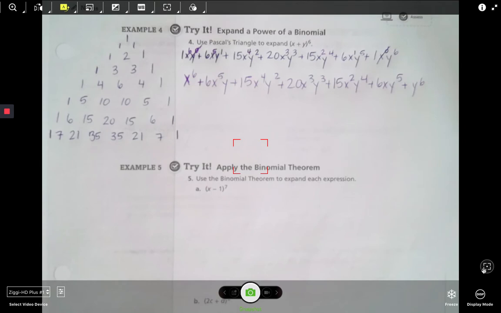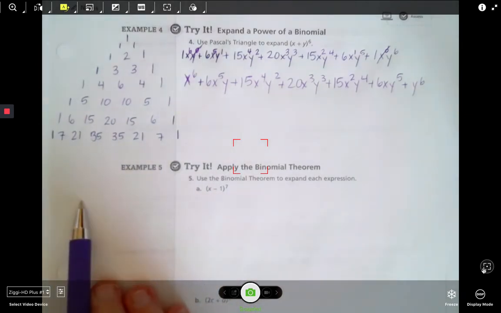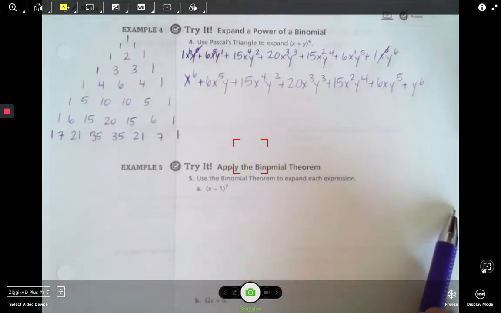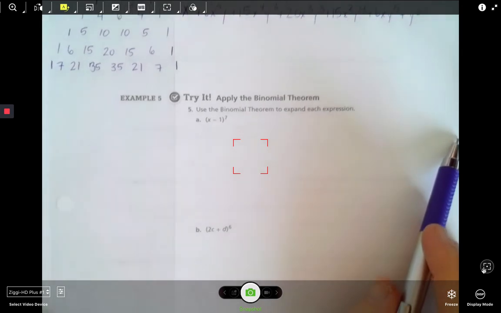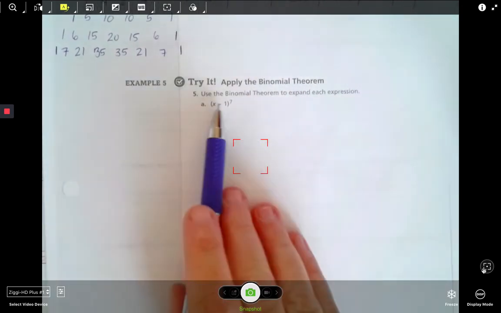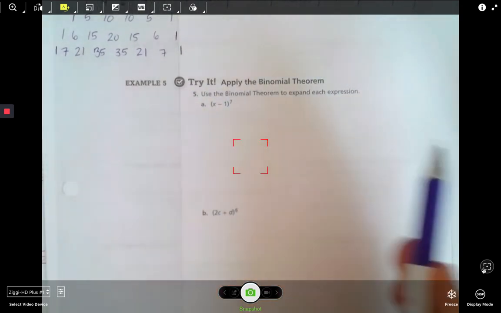Alright, this one can take up a nice amount of room. It did for me on my page anyway. So I am going to start over here in my margin so I can go all the way across, okay? So we're using the 7th row. We're still going to use these 2 terms on the inside.